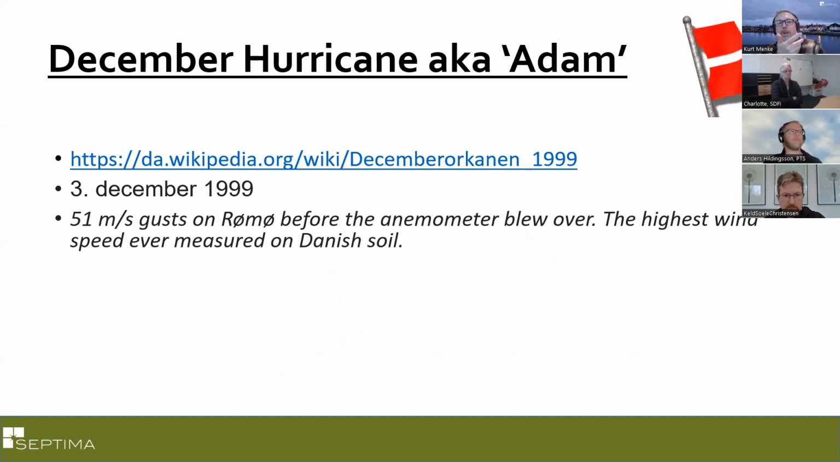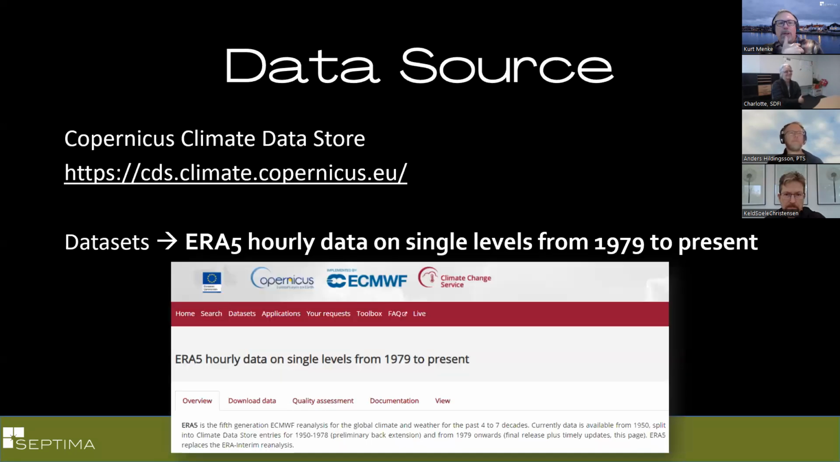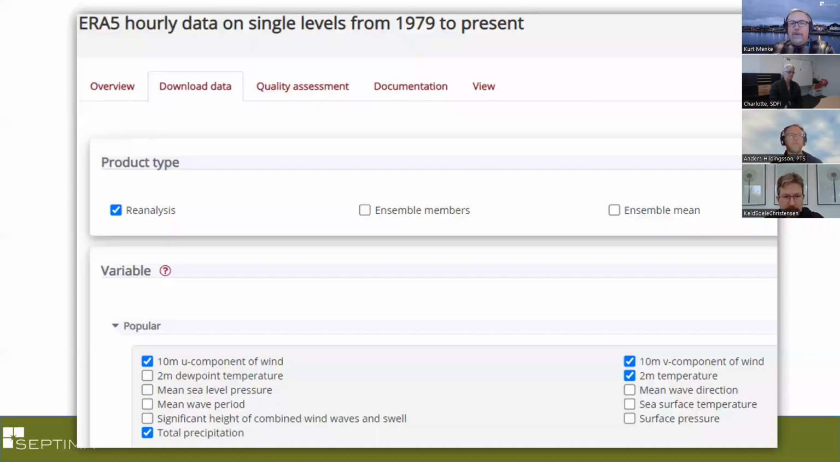So what we're going to work with is this data set from the December hurricane in Denmark from 1999. I think it was supposedly the highest wind speed ever measured in Denmark. The data source for this is the Copernicus Climate Store. They have this fantastic pool of data that goes all the way back to 1979. So you can go online with this tool and select which components you want.